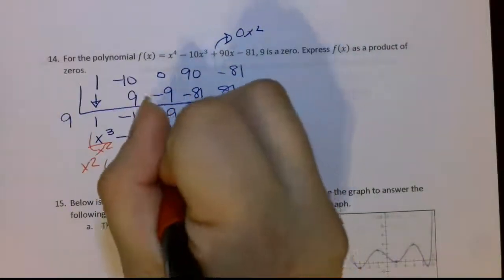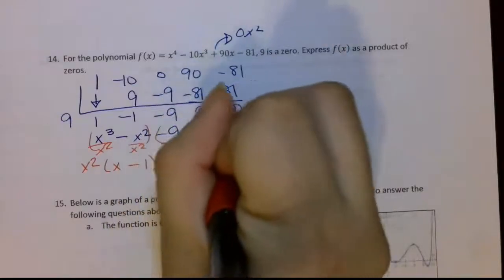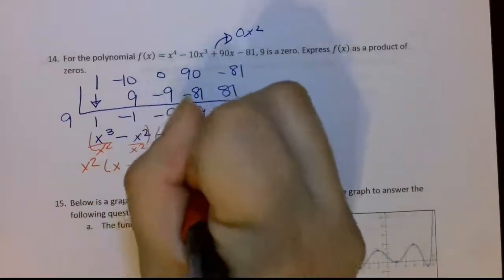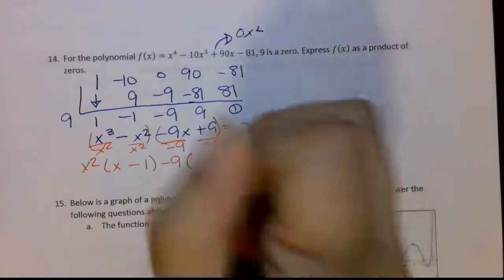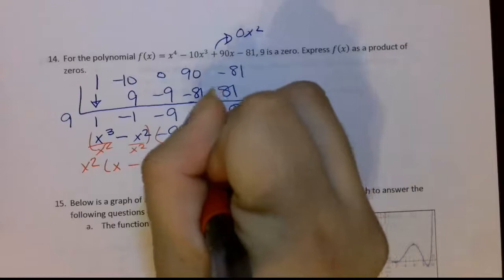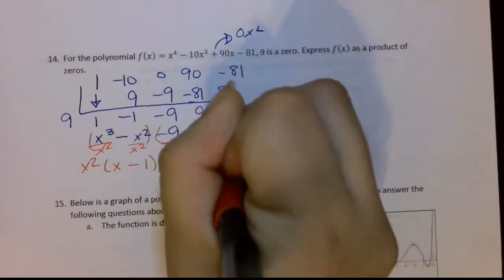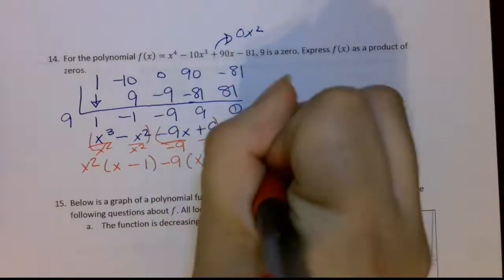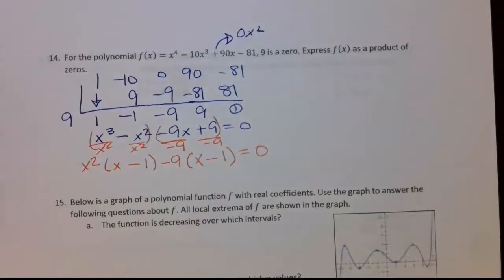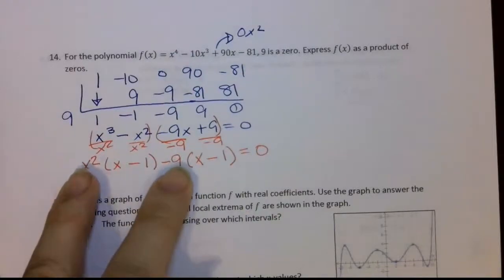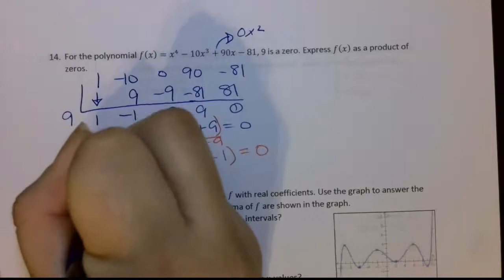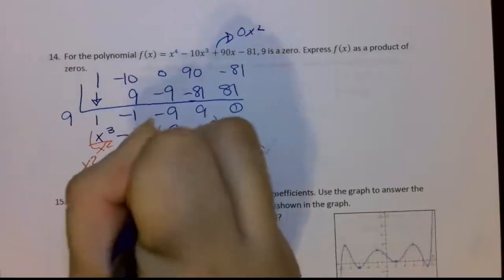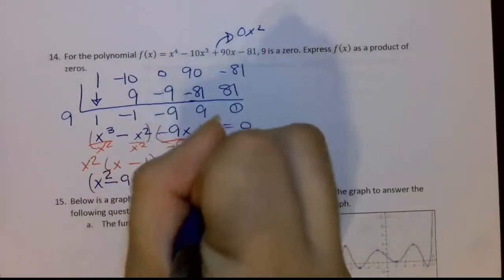In the second group, I want to make the leading term positive, so I'm going to divide by negative 9. They both have 9s, so I'm going to take that out. Negative 9x divided by negative 9 gives me x. Positive 9 divided by negative 9 gives me negative 1. Still equals 0. Then I want to rewrite my outside pieces together. So I have x squared minus 9 times x minus 1.